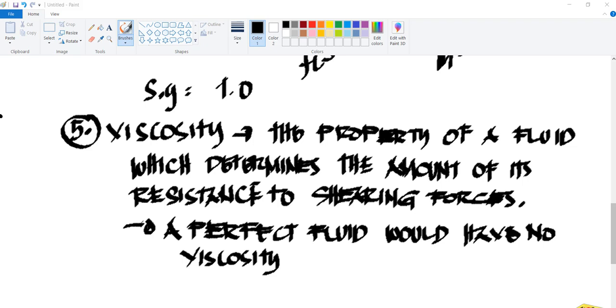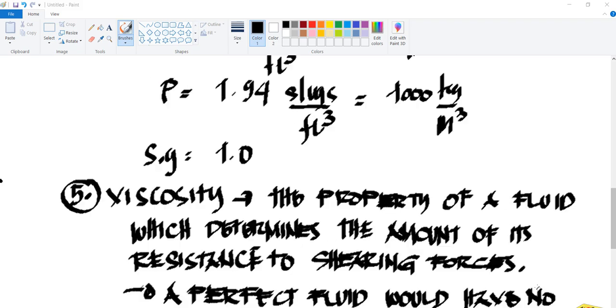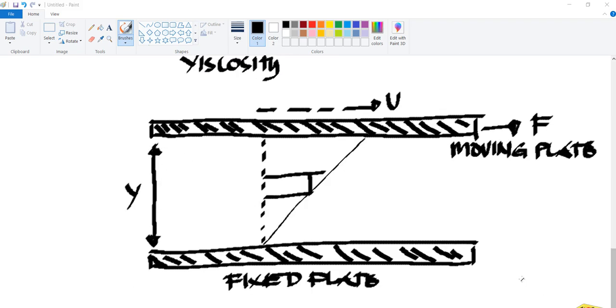Then when we say perfect fluid, that means there will be no resistance, there will be no viscosity. So if we have no viscosity, that will be a perfect fluid, right? Now one of the basic explanations of viscosity, for example, that we have here: consider we have two large parallel plates.